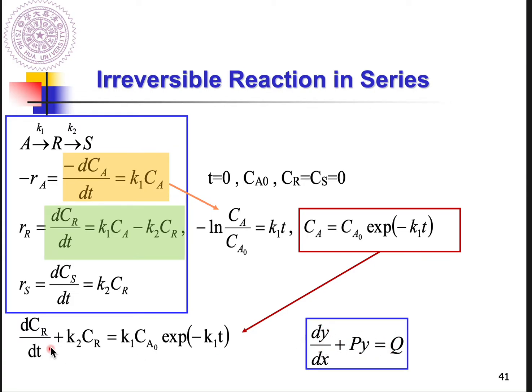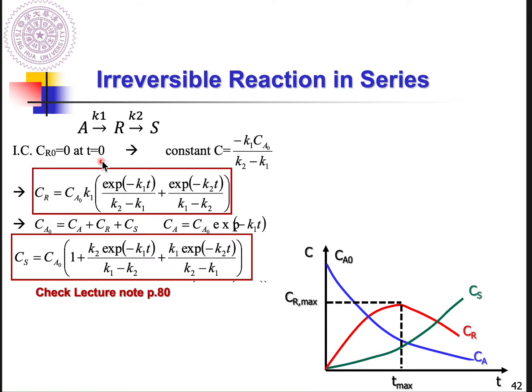And here y is Cr, so you find that p equals k2, y also Cr, and q belongs to this one, is a constant, right? So based on the corresponding solution for this particular differential equation, combined with the initial condition before the reaction happens, we know Cr0 equals 0. So we can have the concentration of R as a function of t expressed like this.